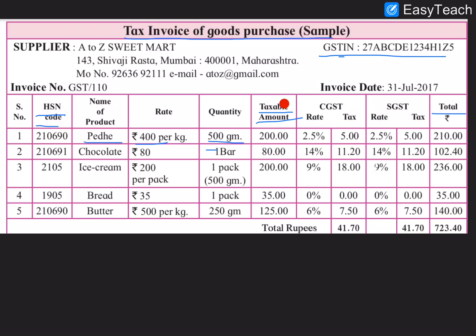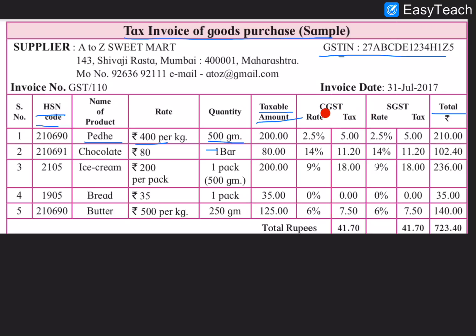Taxable means taxes are not yet charged on this item. We need to add GST or tax to this amount. The difference between the taxable and total amount is that the total amount is the taxable amount plus the GST. This is without tax and this is with tax. So you need to note this, it is important: taxable amount and total amount. When the taxable amount is added with the GST, we get the actual amount that we need to pay.